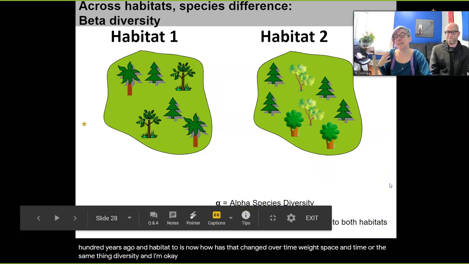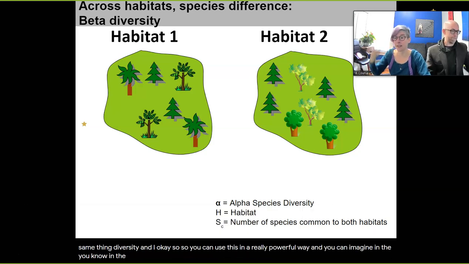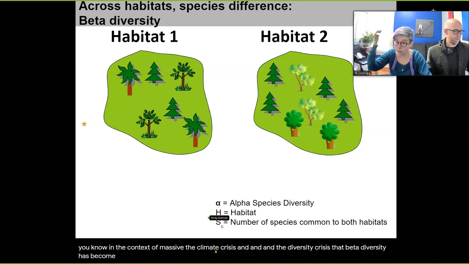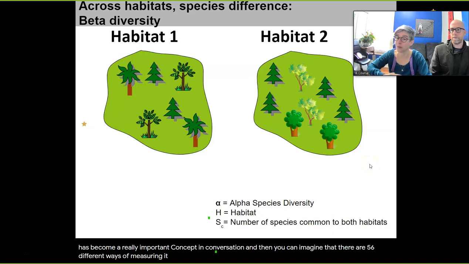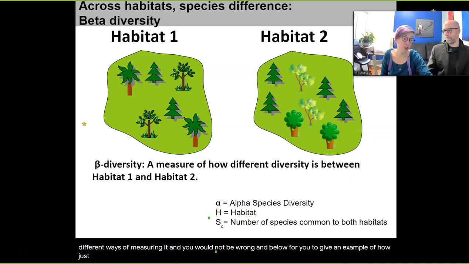And Einstein. Okay. So you can use this in a really powerful way. And you can imagine in the context of the climate crisis and the diversity crisis that beta diversity has become a really important concept in conversation. And then you can imagine that there are 56 different ways of measuring it, and you would not be wrong. So we're going to keep it simple, though, for you. Can I give an example? We're super running out of time.